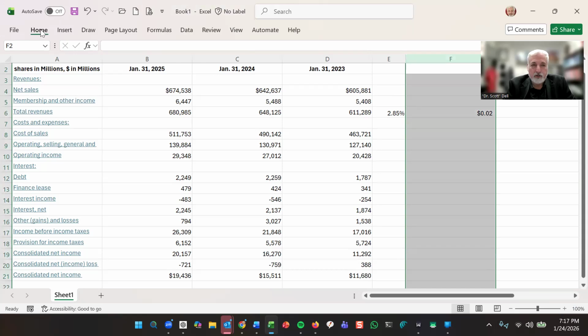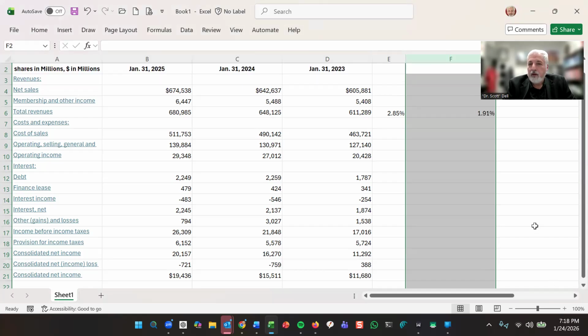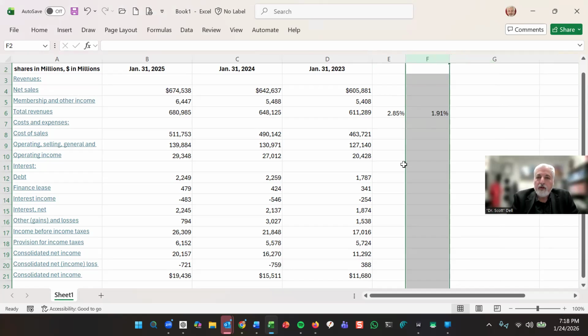So let's go change that to a percentage and make it a little bit more readable and give it a little depth. And if you look here, you're going to see that we have 1.91%. So they were almost 2% 2 years ago. For every dollar, they kept 2 cents. And then the most current year, for every dollar, they keep about 3 cents. So that actually, there's an improvement.